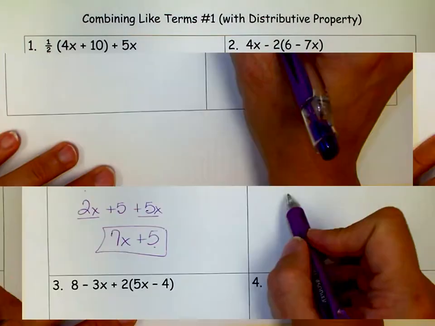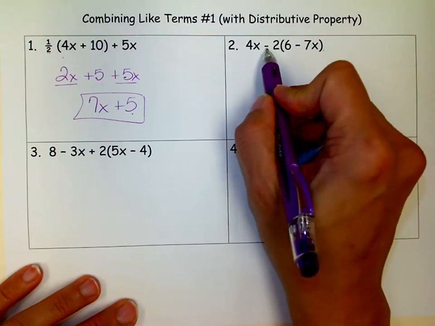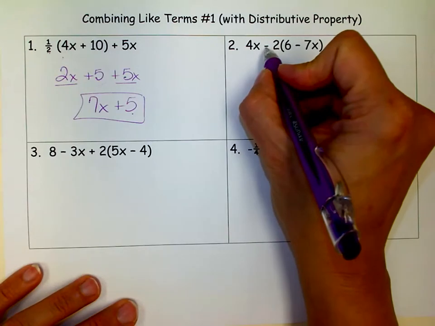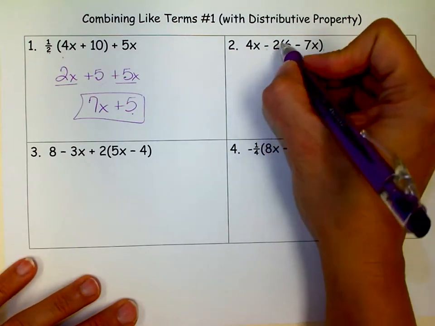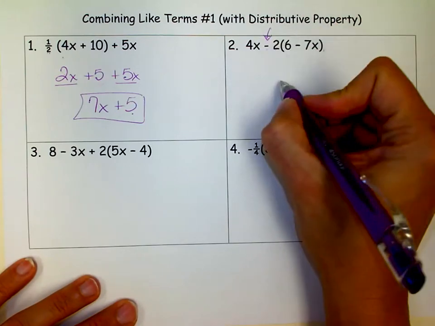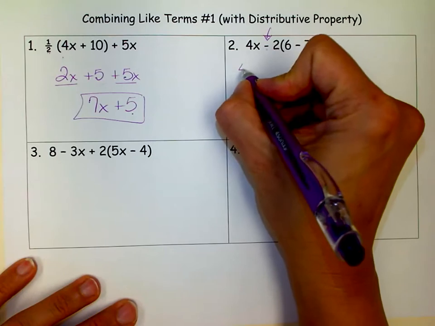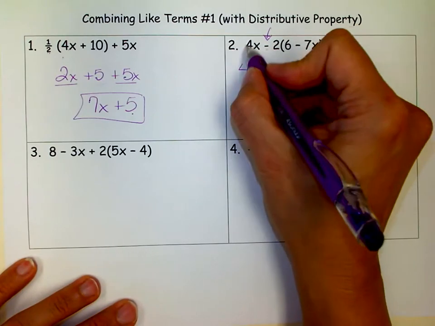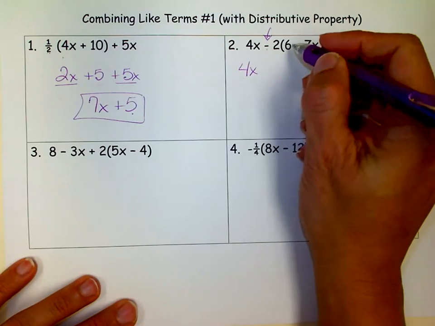Moving on to this one, here's the parenthesis. So we've got to watch this minus sign right here, because what that means is it's kind of like a -2 times both of those things. This is where students make the biggest mistakes, is they forget about that negative. So I'm going to just rewrite the 4x because I can't do anything with it yet, and then I'm going to get rid of these parentheses using distributive property.